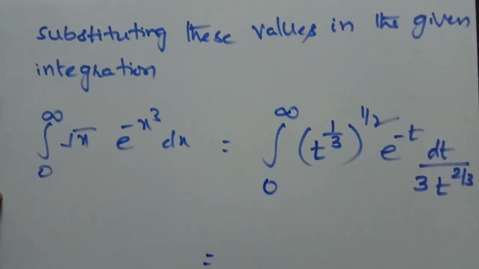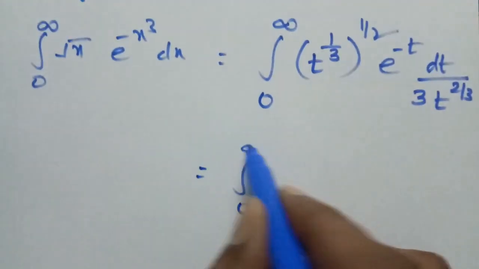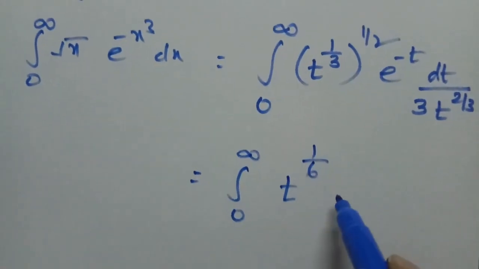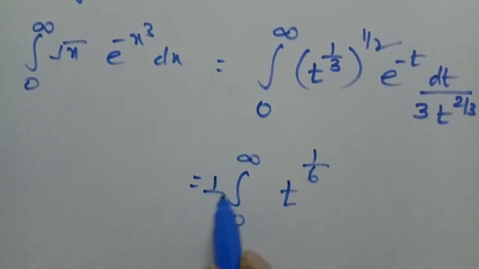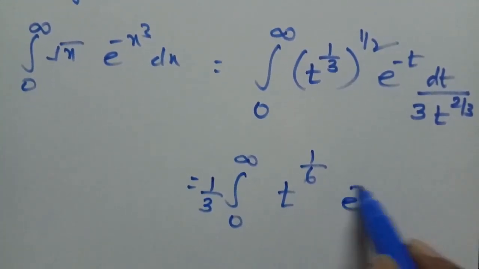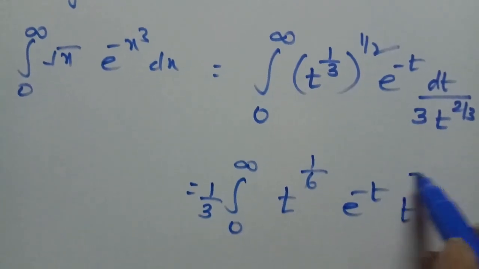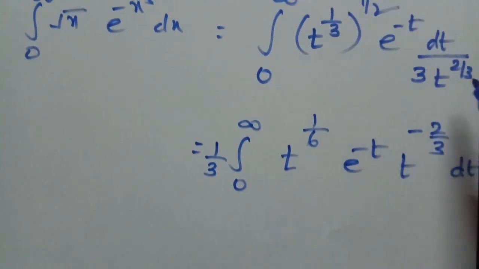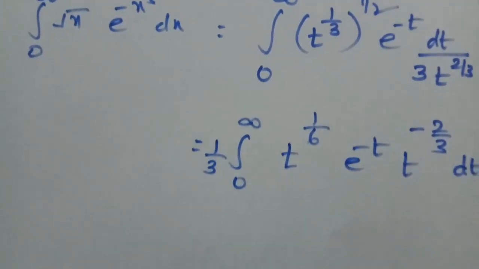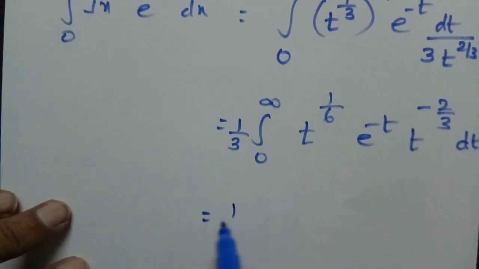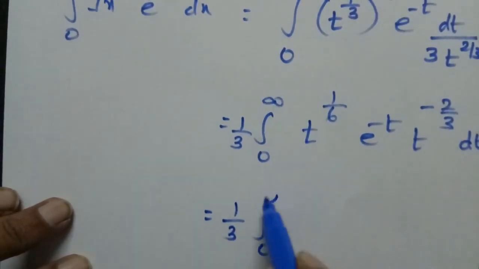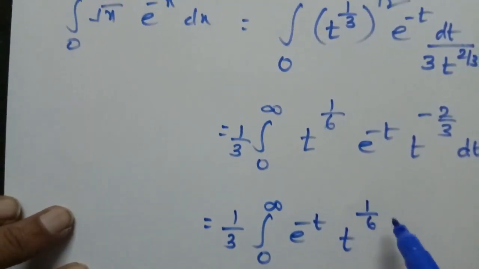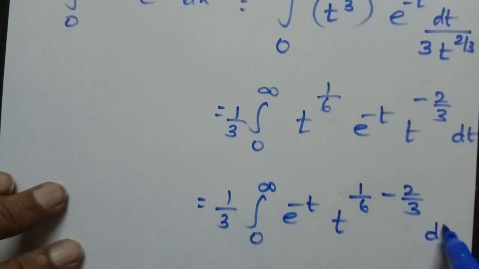Therefore, this is equal to integral 0 to infinity t to the power of 1 by 3 into 1 by 2, 1 by 6 into 1 by 3, we are writing e to the power of minus t into t to the power of minus 2 by 3. We are writing t to the power of 2 by 3 in the numerator, it becomes minus 2 by 3. This is equal to 1 by 3 into integral 0 to infinity e power minus t into t to the power of 1 by 6 minus 2 by 3 into dt.